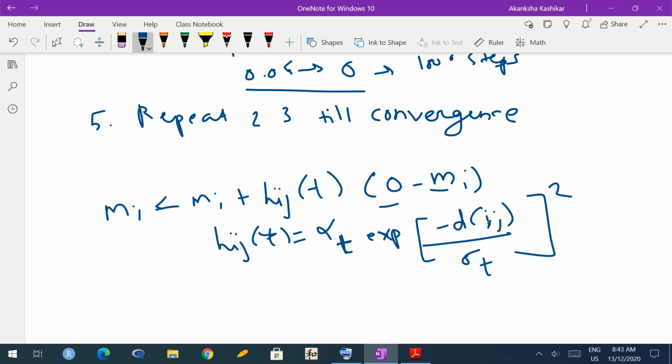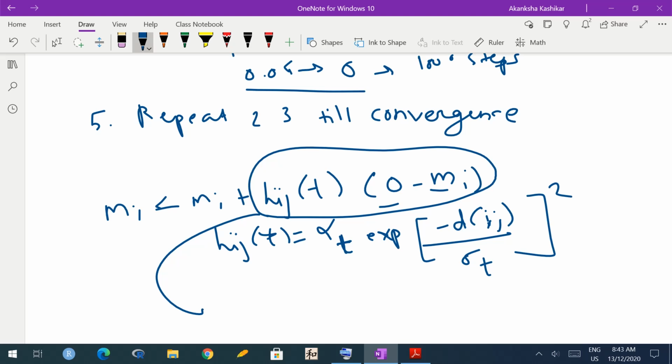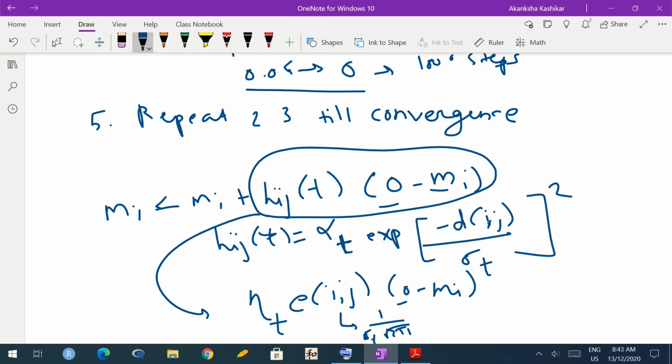Another option is this entire quantity. Instead of this, we can have something like eta(t). Again, eta(t) is kind of a learning rate, times E_ij times (o minus m_i), where E_ij is something like a Gaussian density with j as the mean. So E_ij can be 1 upon sigma(t) root 2 pi, e raised to minus of (i minus j) whole square upon sigma(t). So it's like a Gaussian density.